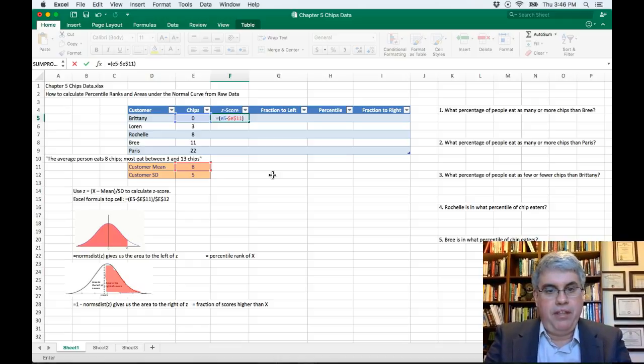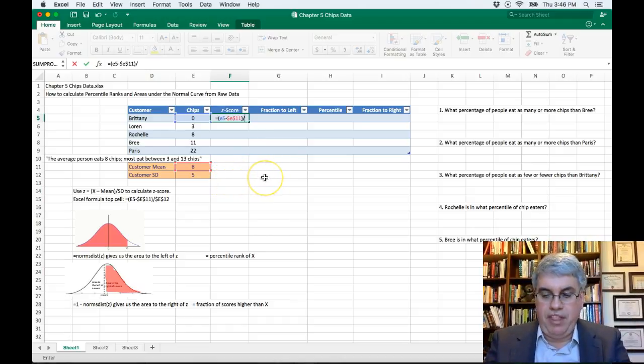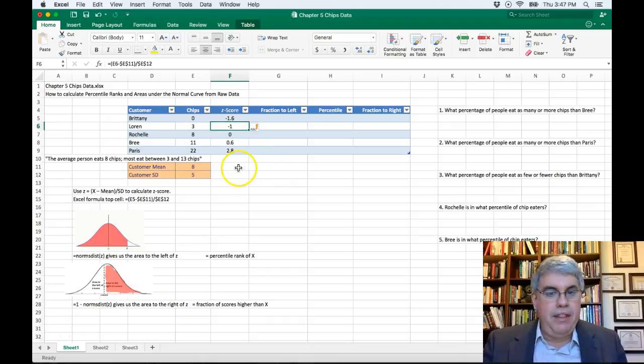I will close the parentheses, and I'll divide by the standard deviation, which is E12, and I want that frozen too, so $E$12, and I will press enter, and there we get a z-score for all 5 of the girls, going from minus 1.6 all the way up to 2.8 for Paris, who eats 22 chips. So now we've calculated a z-score for each person's number of chips.